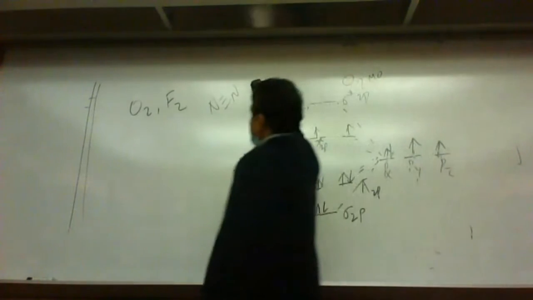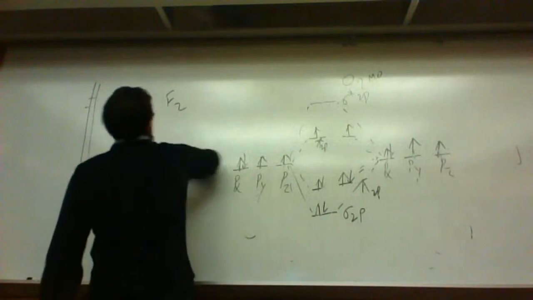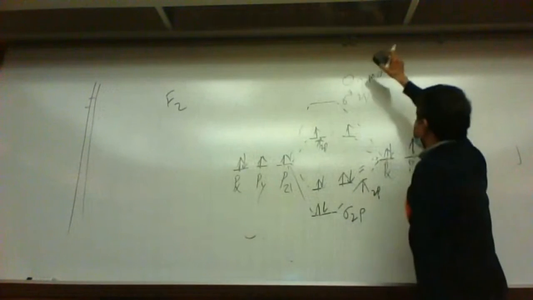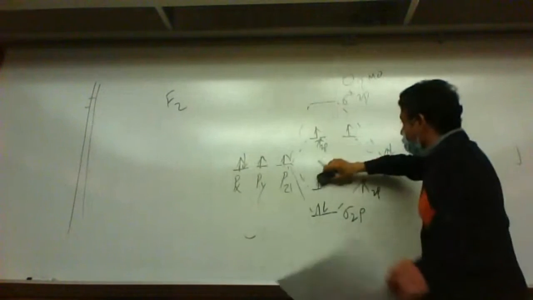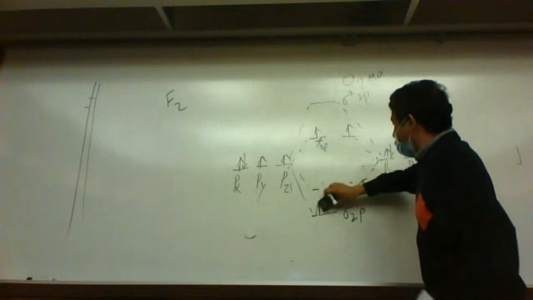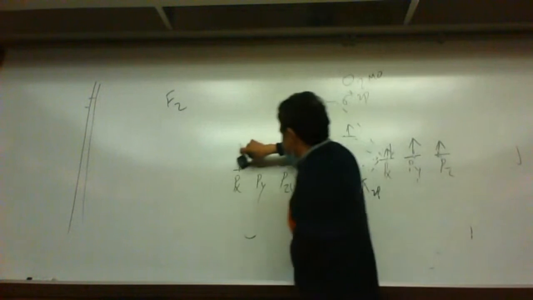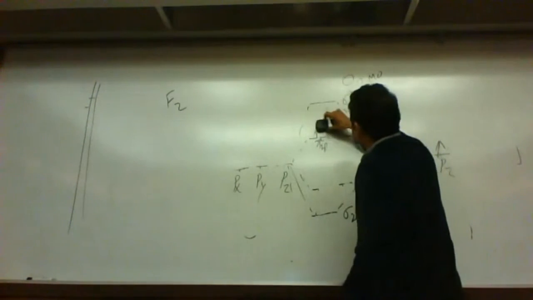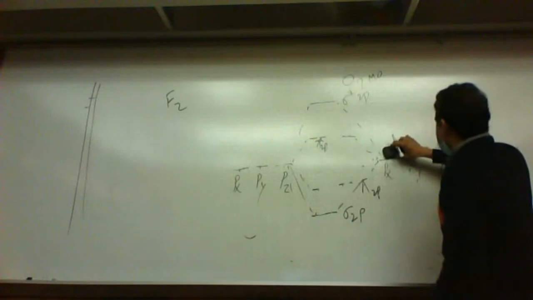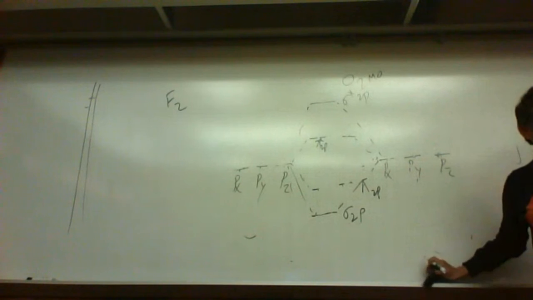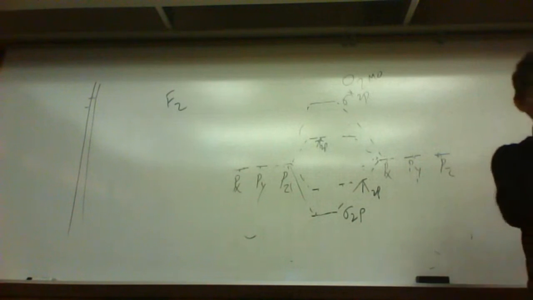So now let's look at the fluorine molecule. Everything looks the same except the number of electrons. All this diagram looks exactly the same. Make sense? Because oxygen and fluorine behave the same way, right?